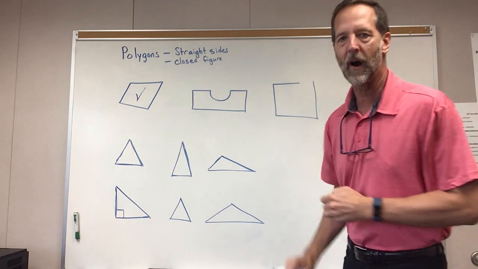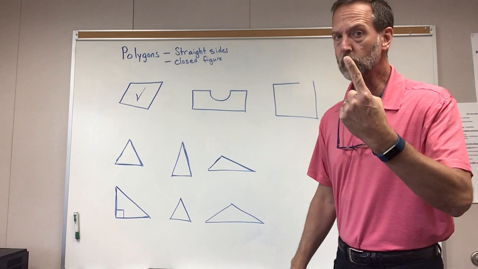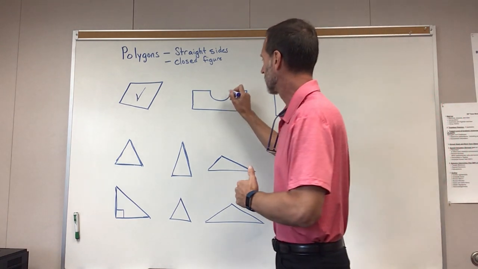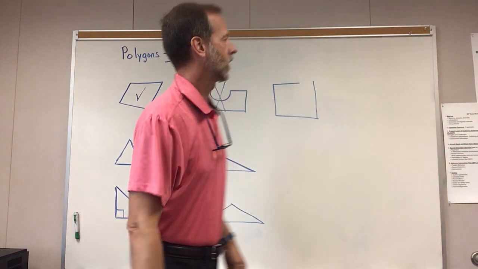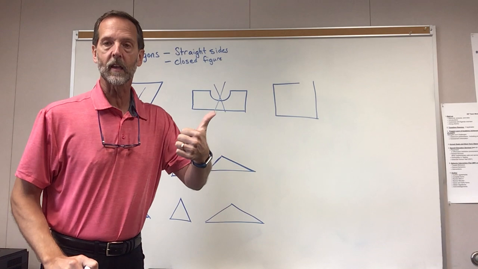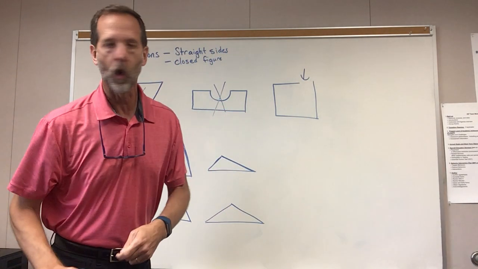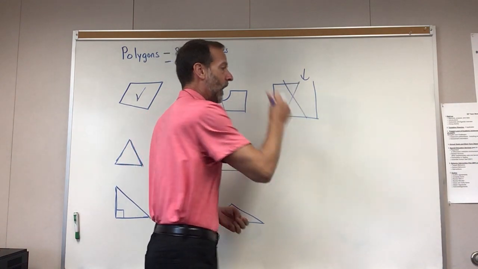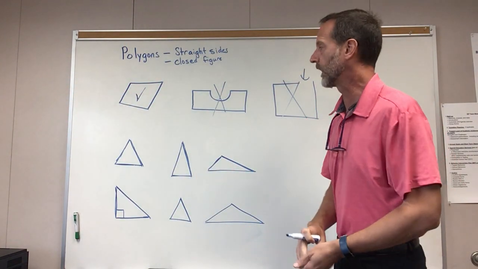Is this a polygon? Straight sides? No. It's closed, but it's not a straight side. It does not have straight sides. This has a big curve in it. This is not a polygon. Okay? And this one over here, okay, straight sides, yeah, they're straight. Is it closed? No, there's an opening right here. Okay, and because of that opening, it is not a polygon. So, to be a polygon, two things, straight sides and closed figure.